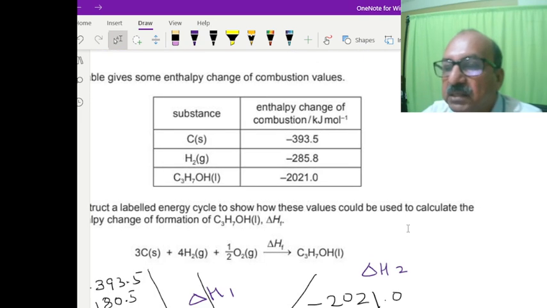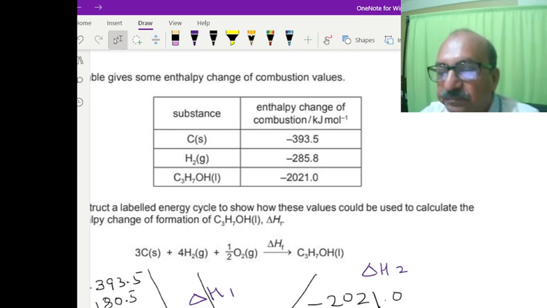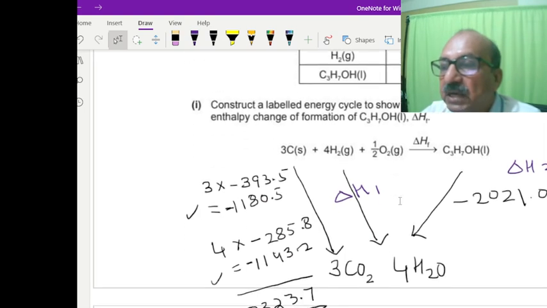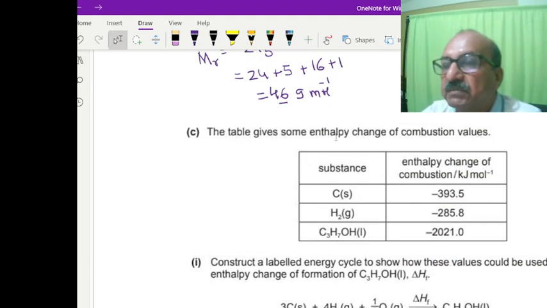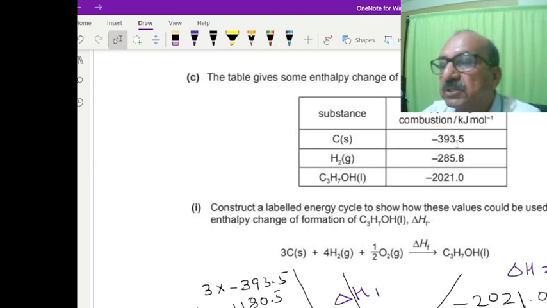And now let's go to another very important question, in which we will construct an enthalpy cycle and show you the method. The table gives some enthalpy changes of combustion values. See, this is one difference. Here you are getting the values for the enthalpy change of combustion, whereas if you remember in the previous questions, you were being given the enthalpy change of formation. So this type of question is to be done in a slightly different way, and you have to understand this very, very clearly in this method.